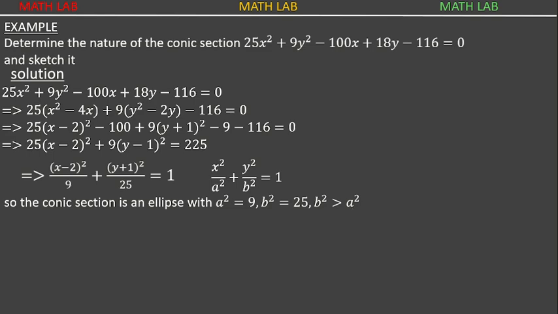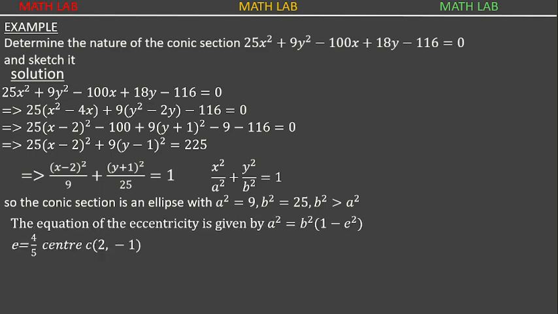Are we okay? Yes. Now when b squared is greater than a squared, we have to talk about our case b. Exactly. So the equation of the eccentricity for case b is given by a squared equals b squared times (1 minus e squared). Replacing the values of b squared and a squared and simplifying, you are going to get e equal to 4 on 5. Noting that our center is 2 and negative 1. Are we okay? Yes, I hope so.